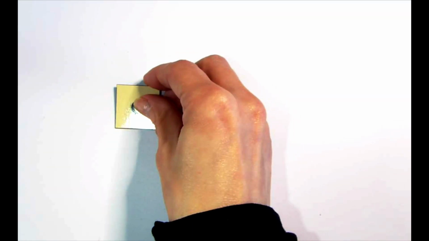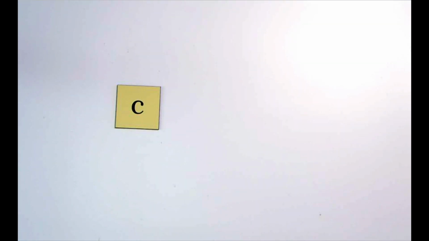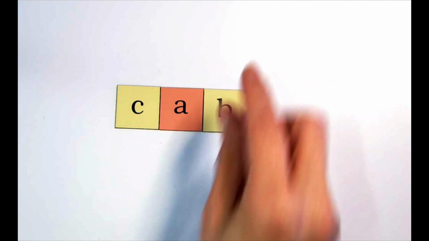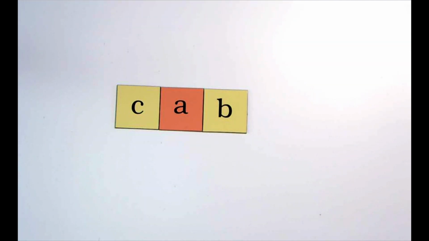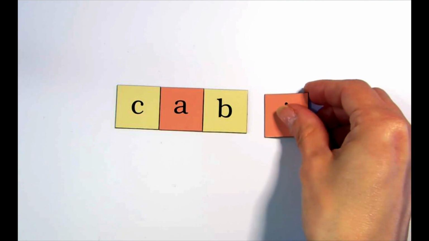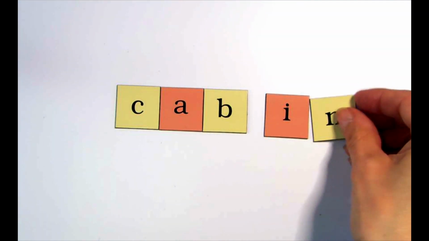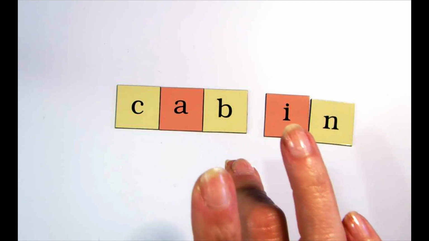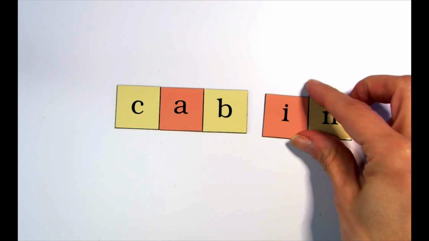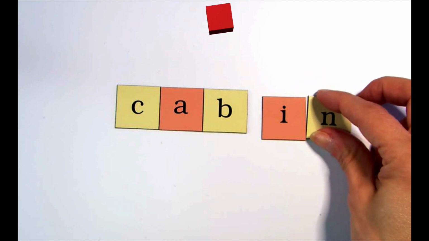Now let's build cab. What is the first letter that we are going to use? Exactly, it is going to be a C. It cannot be a K. Why can't it be a K? Because K is only friends with E, I, and Y. Exactly. Our second syllable is in. I, n, in.